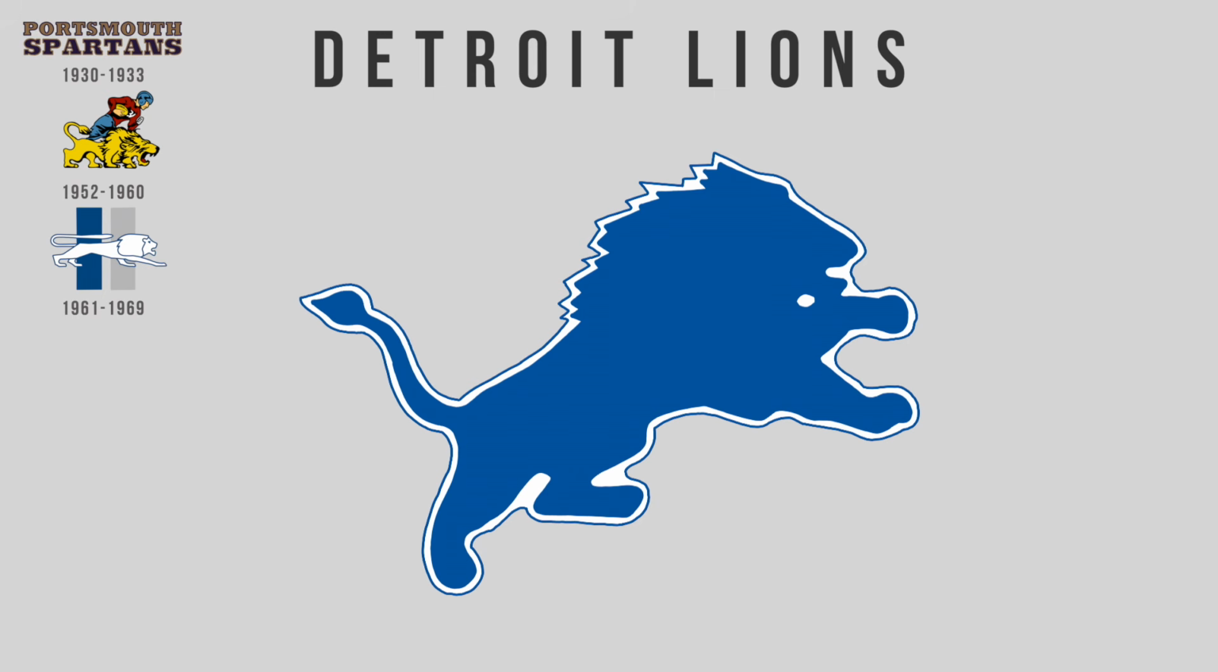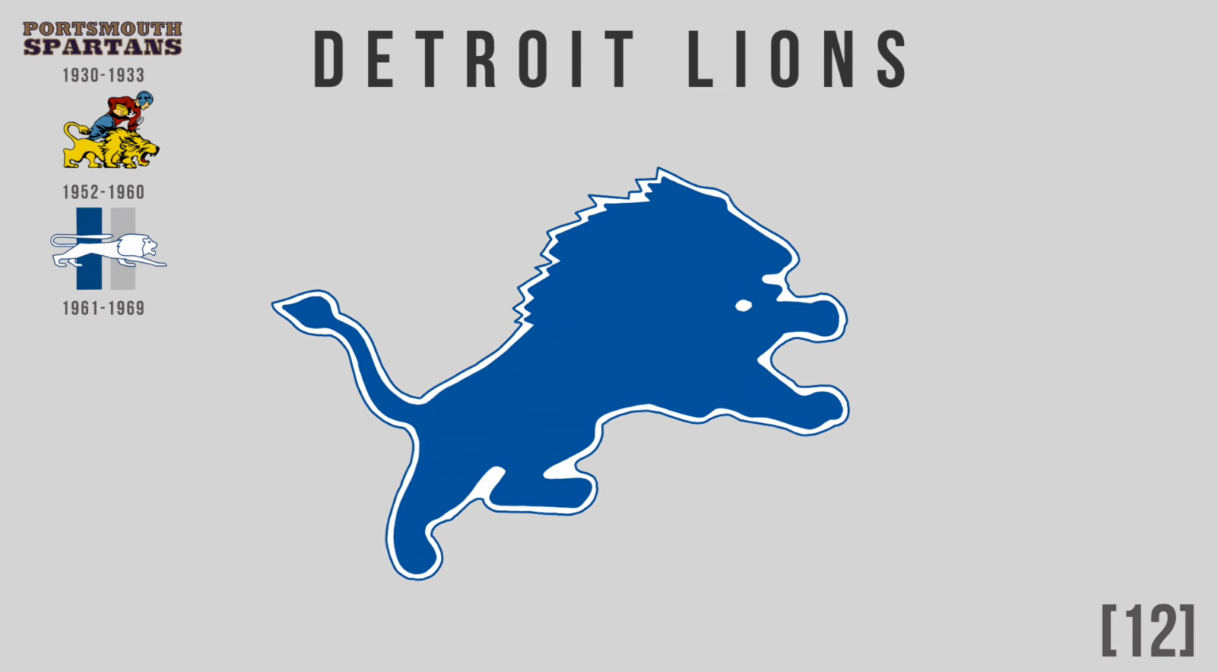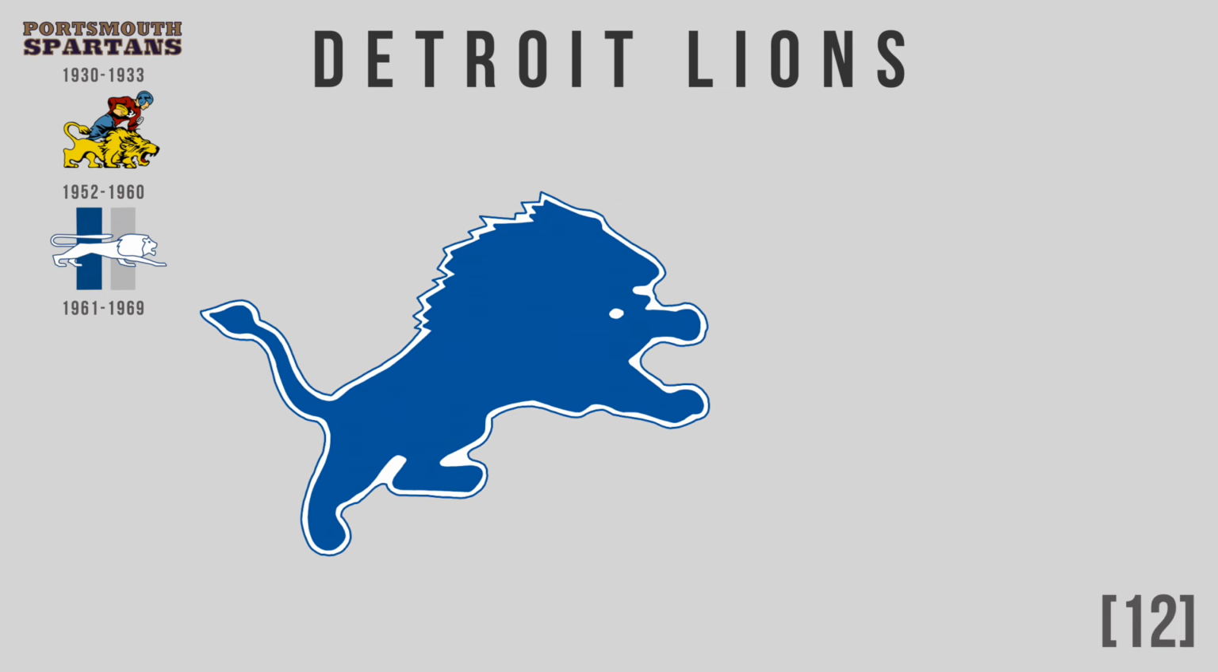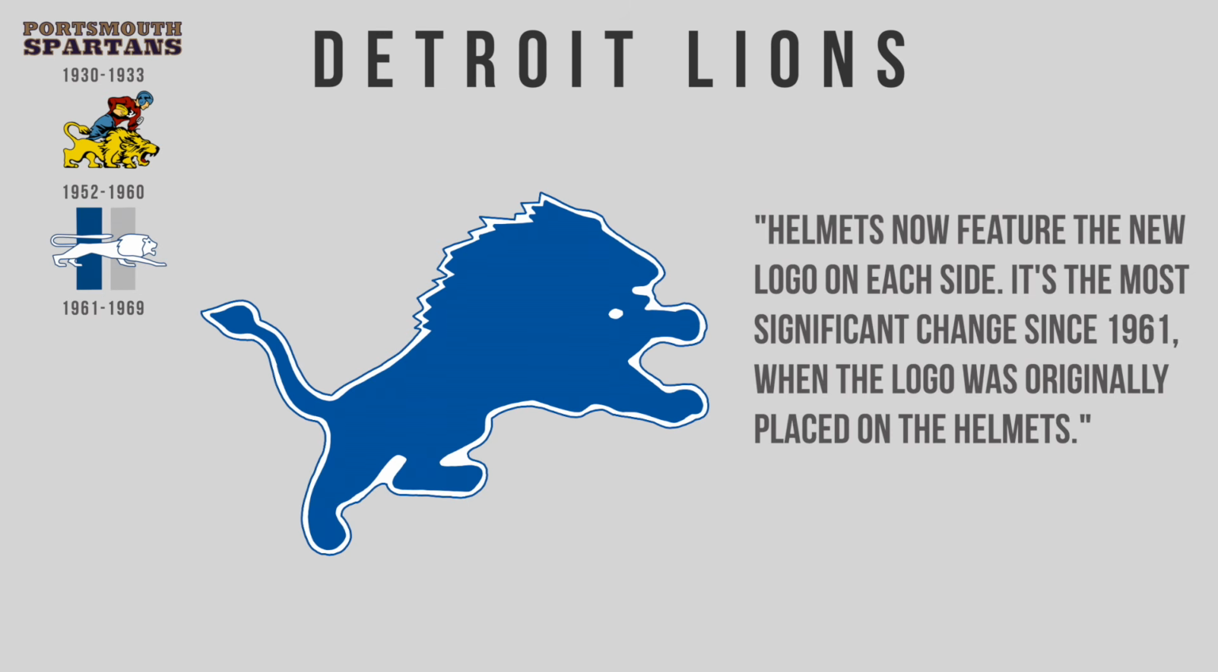Now here's where things get a bit confusing. Most of the sites you find list this logo as beginning in 1970. I'm just going to say it, I think all of those sites are wrong. An article from ESPN about the yet to be discussed 2009 logo change mentions, quote, "Helmets now feature the new logo on each side. It's the most significant change since 1961, when the logo was originally placed on the helmets."